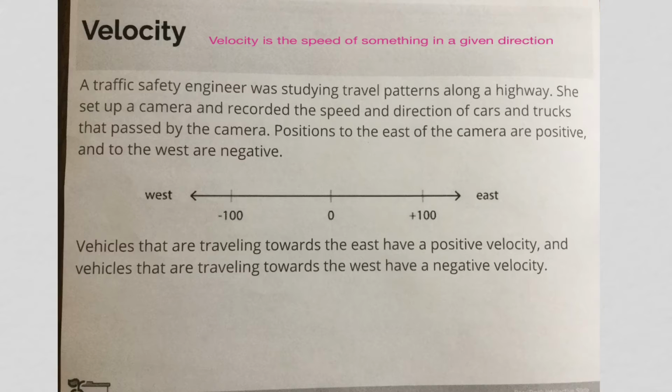A traffic safety engineer was studying travel patterns along a highway. She set up a camera and recorded the speed and direction of cars and trucks that passed by the camera. Positions to the east of the camera are positive and to the west are negative. This means that 0 is where they are passing the camera.